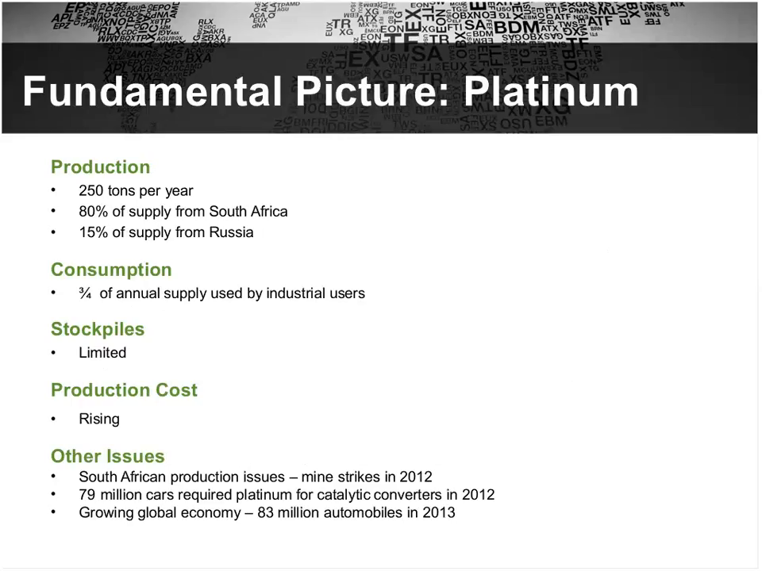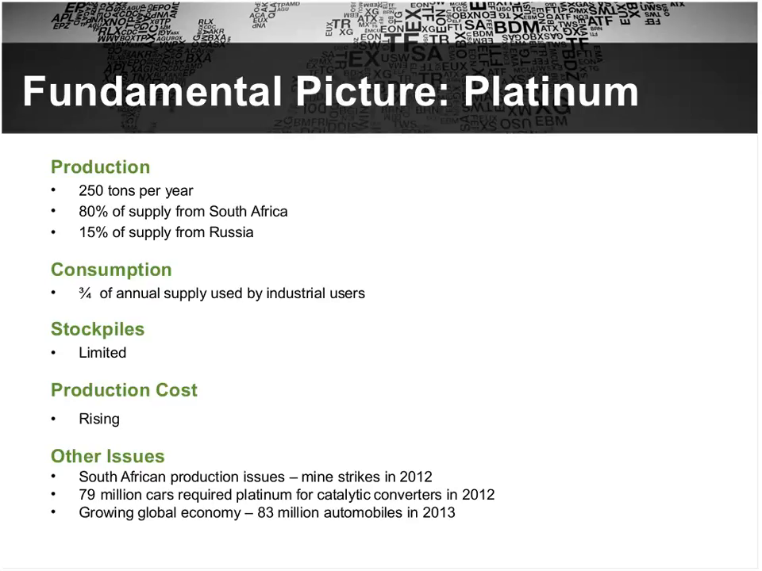There's production of 250 tons per year. 80% of annual production comes from South Africa. And within South Africa, 100% of that production comes from 3 companies, 3 mines: Anglo Platinum, Impala Platinum, and Lonmin Platinum. 15% of supply comes from Russia, and another 5% comes from the U.S. and Canada and Australia. But the vast majority of platinum is produced in South Africa and Russia.